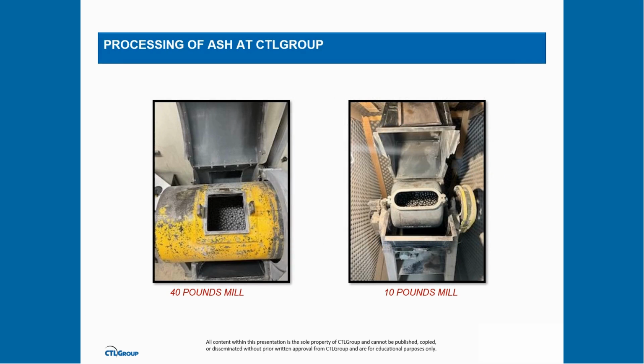So we have two milling machines, grinding machines. One is a 40-pound mill machine, another one is a 10-pound mill machine. These machines are used for grinding harvested ash to about 1 or 2 microns in size, and it will be retained on the number 325 sieve. Generally, this grinding process increases the fineness of fly ash, which in turn helps in improving the strength of the concrete that is made with this fly ash.